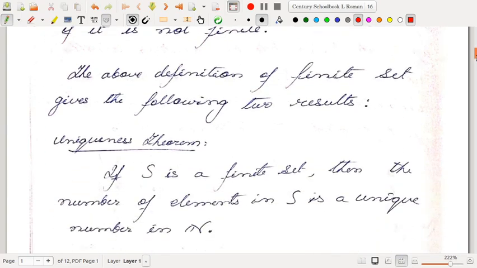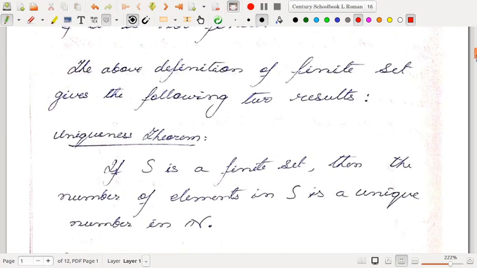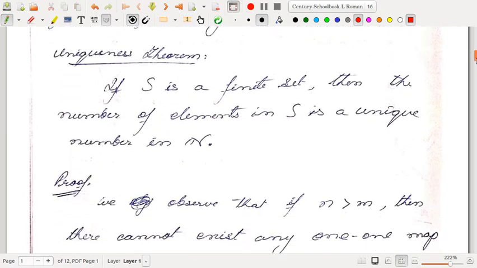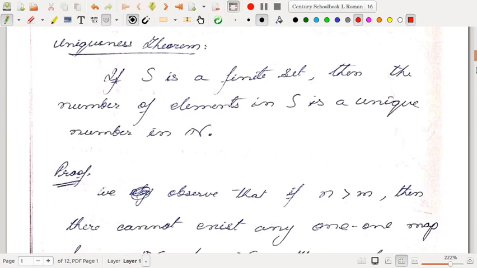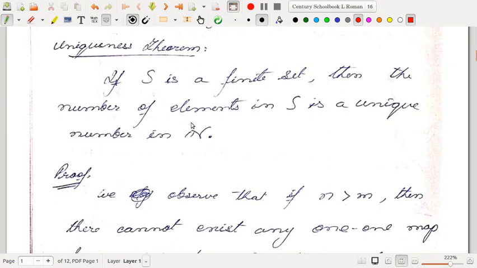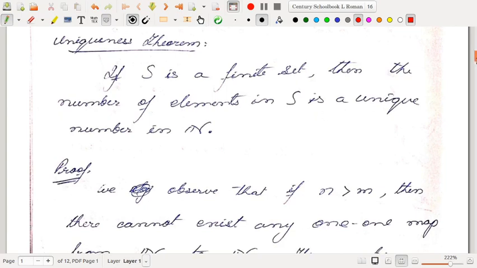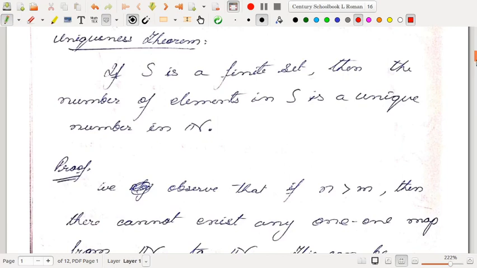So the above definition of finite sets gives the following two results, which are quite obvious, but since we have defined finite sets formally, we need to derive these results from our definition. So if S is a finite set, then the number of elements in S is a unique number. That means when S is a finite set, the number of elements in S is that value of n for which there is a bijection from 1 up to n to S. So we need to show that there cannot exist two different values of n.